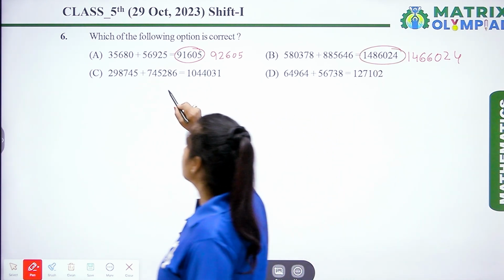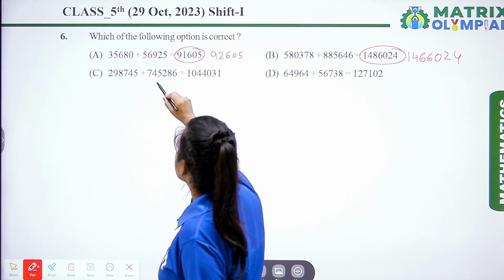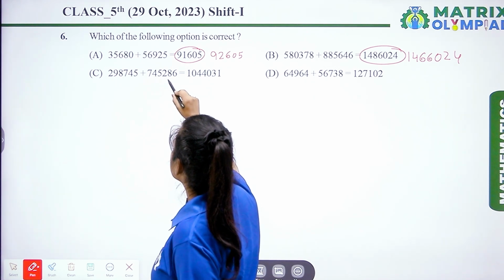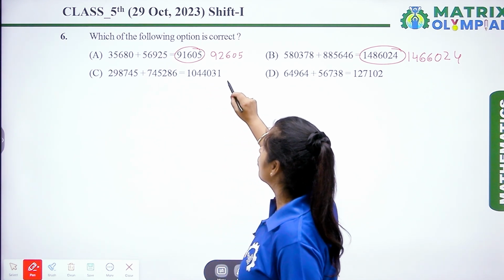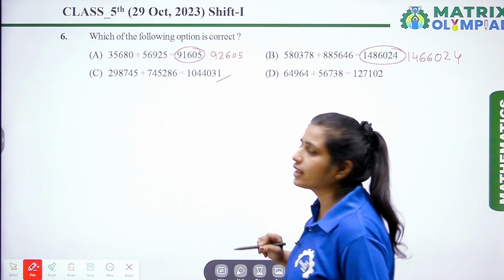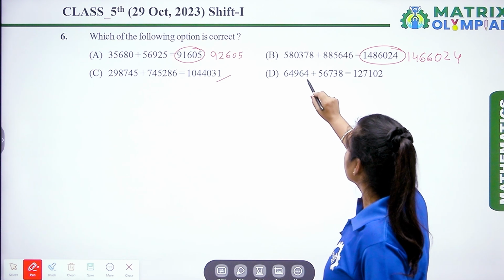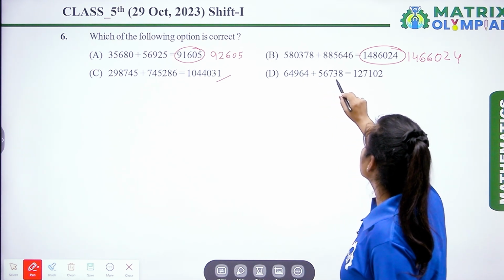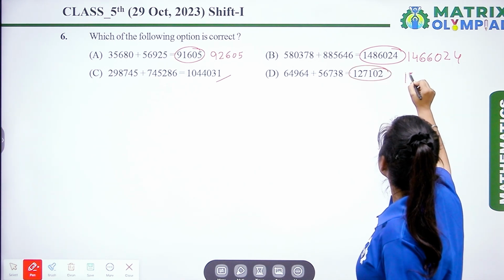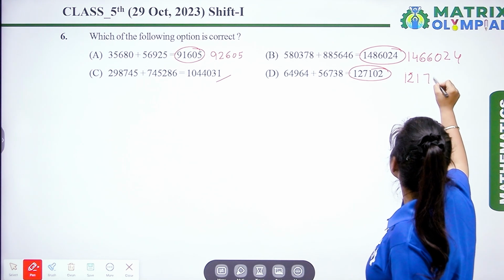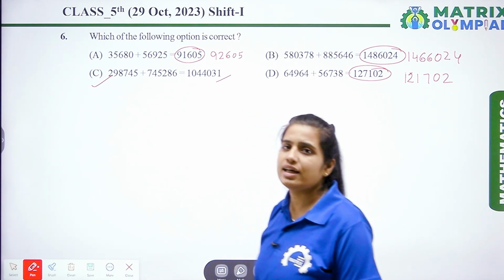Now the next C option. Here we have 2,98,745 plus 7,45,286 gives us 10,44,031. So this answer is correct. And the next last one is 64,964 plus 56,738 gives us 1,21,702. So here option C is the correct answer.